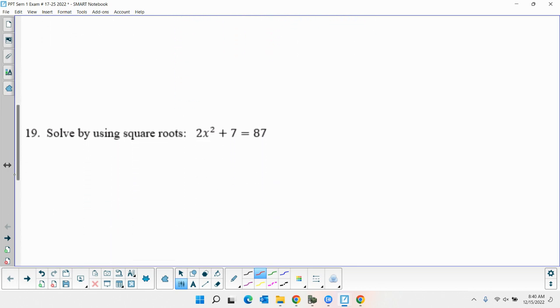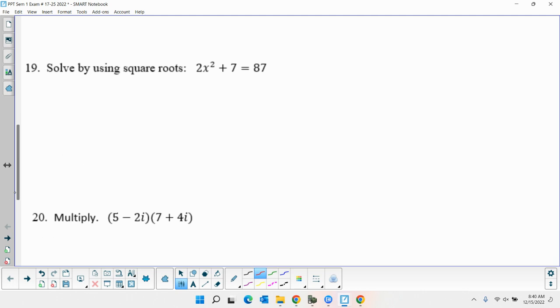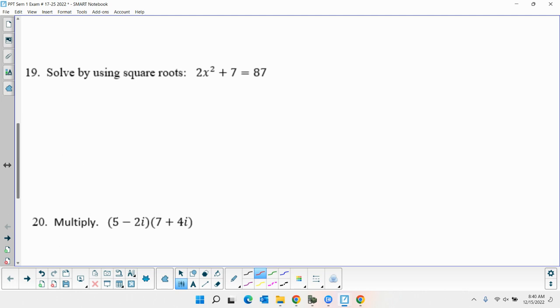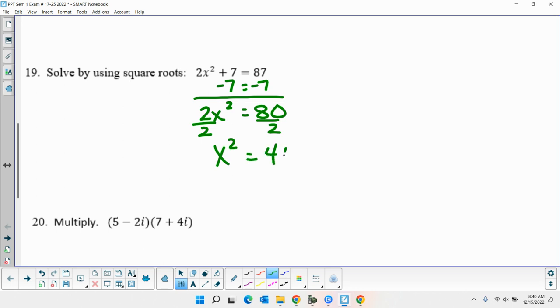This one, when you solve a quadratic by using square roots, you got to get the squared part isolated by itself. So you got to get the 7 to the other side and the 2. All right. So I'm going to subtract 7 and get 2x squared equals 80. And then I'm going to divide by 2. And now I have the squared part isolated by itself. That's what I want. Okay.